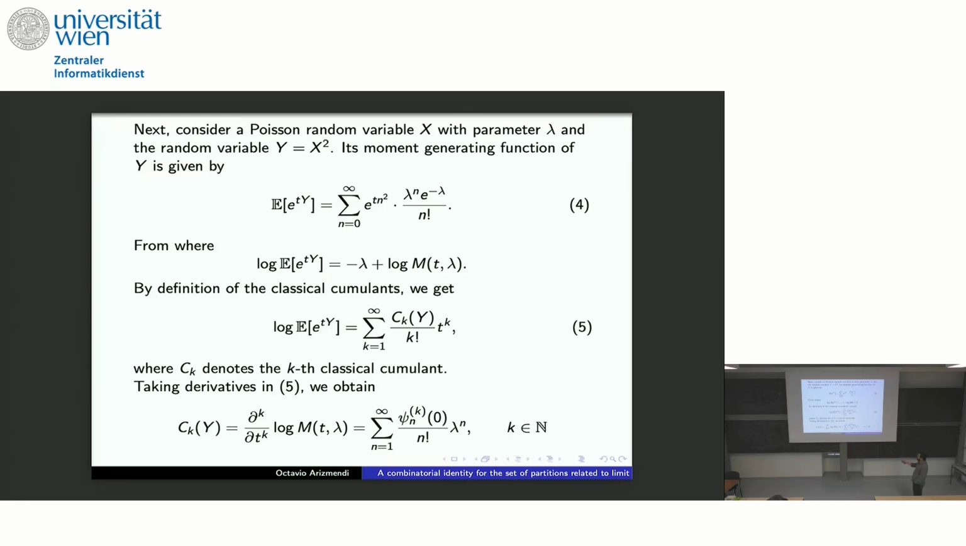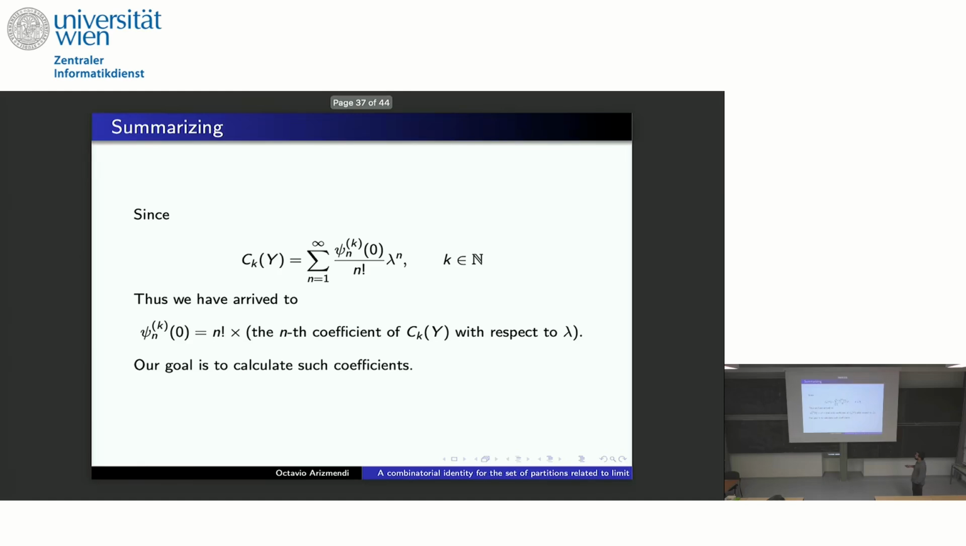Because you are taking logs, the point is that this function here is exactly this function. So when you take log and then take derivatives, you get exactly what you want. In summary, what we want to know is the coefficients of the cumulants of y, the x squared. So what I'm saying is that the numbers we are interested in are just the nth coefficient of c_k with respect to lambda.